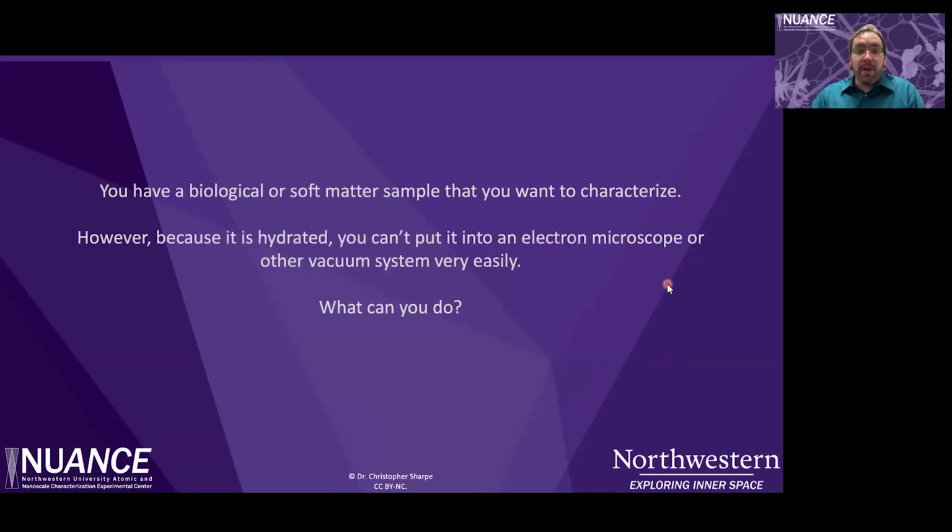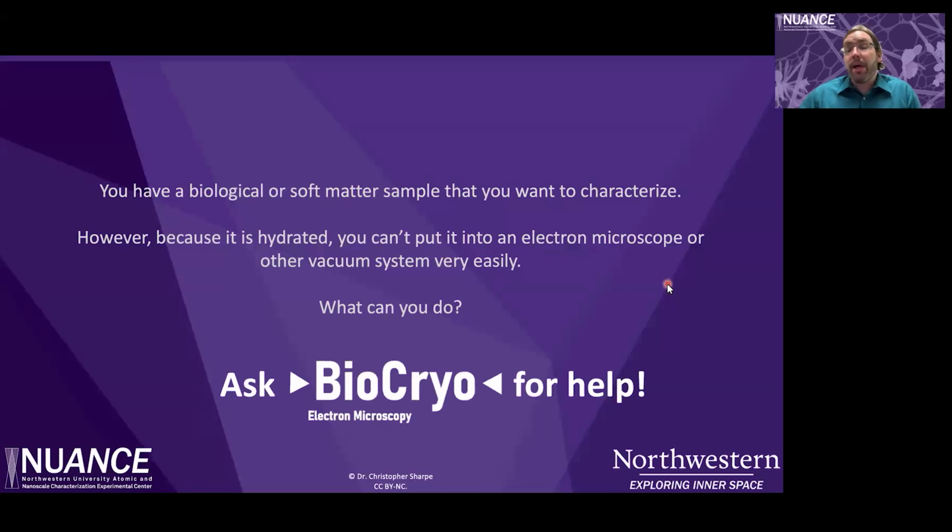So you have a biological or soft matter sample that you want to characterize. However, because it's hydrated, you can't really put it into an electron microscope or other vacuum system very easily without contaminating the vacuum system and damaging your sample. What can you do? BioCryo is here to help with exactly that problem.